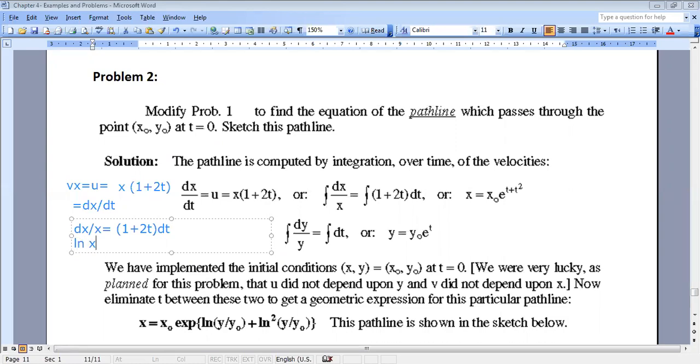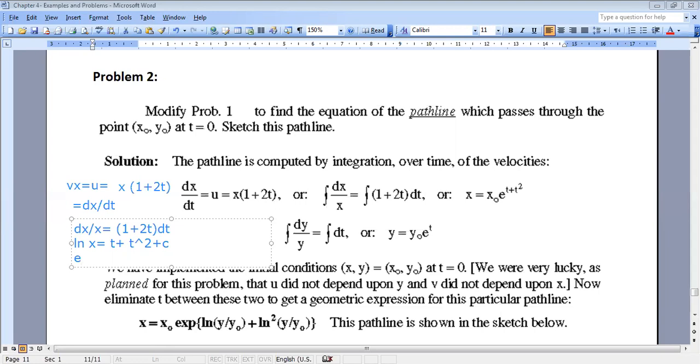Now you can integrate each side to get x as a function of time. So you get that ln of x is equal to t plus t squared plus a certain constant. Now if you want to get rid of your ln, to have x as a function of time, you take the exponential of this formula.